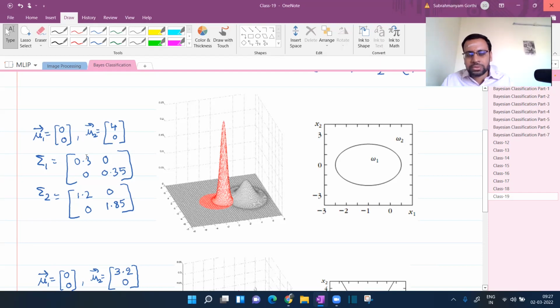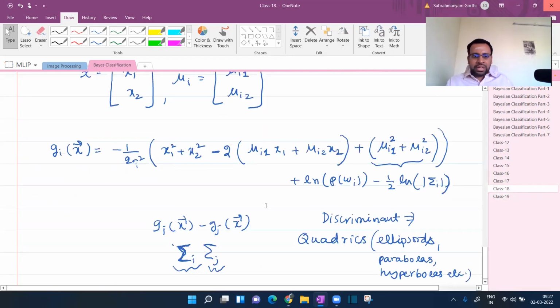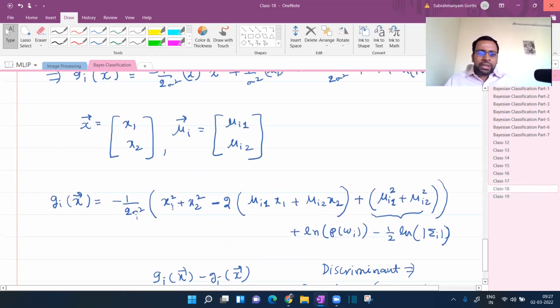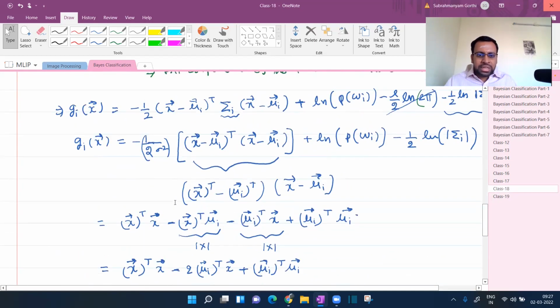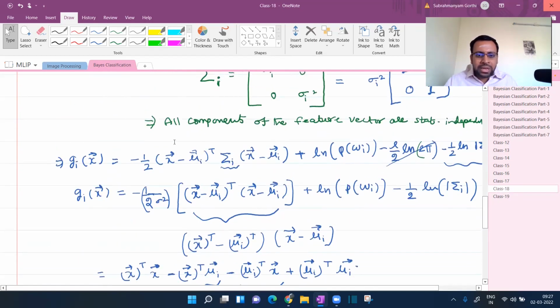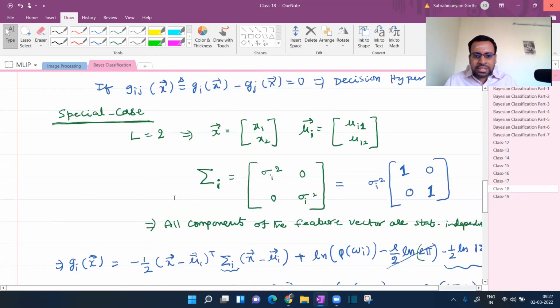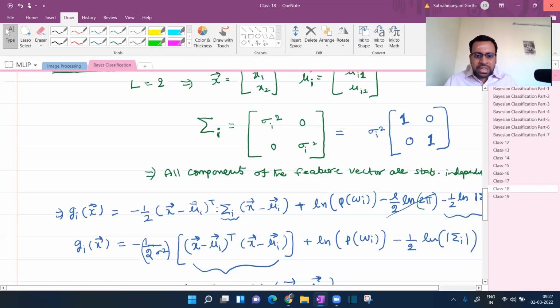Sir, then how will this formula change for gi of x? All that would happen here is, if you notice, I am taking this sigma square as common for all these things. I am writing it as 1 over 2 sigma square here. Now you could work out, if you have sigma I1 square and sigma I2 square, when you take the inverse, basically there is an inverse here.